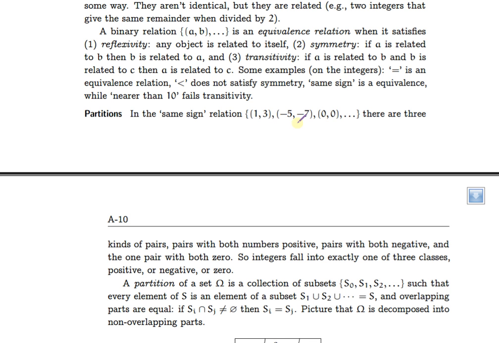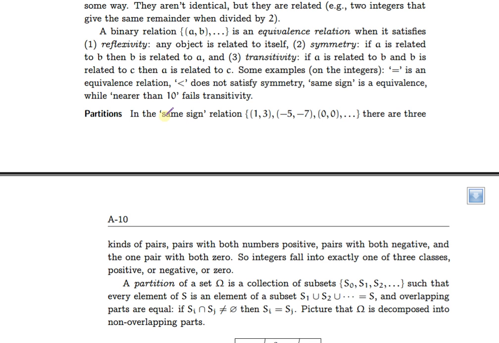You can show that this relation satisfies these three conditions. Certainly any number has the same sign as itself. If A has the same sign as B, then B has the same sign as A. If A has the same sign as B and B has the same sign as C, then A has the same sign as C. So this same sign relation is an equivalence relation.